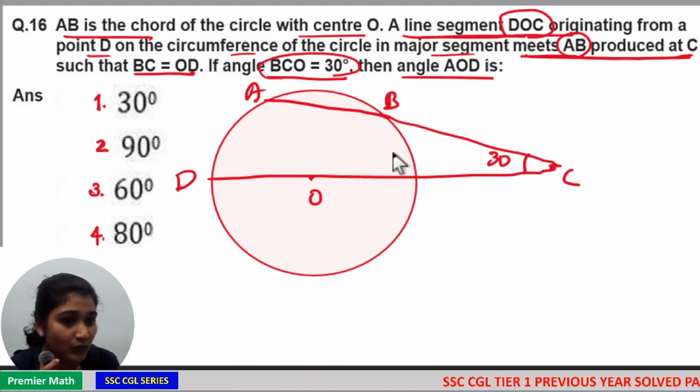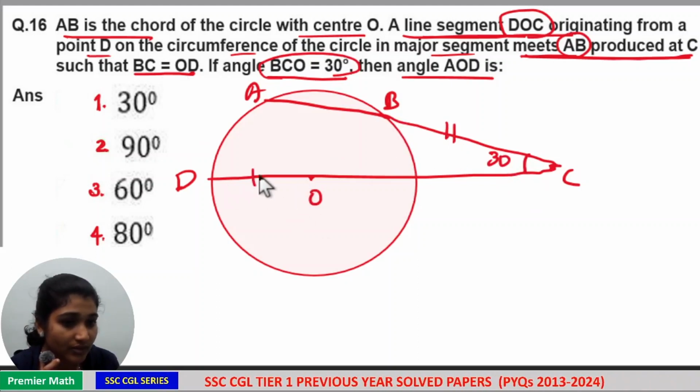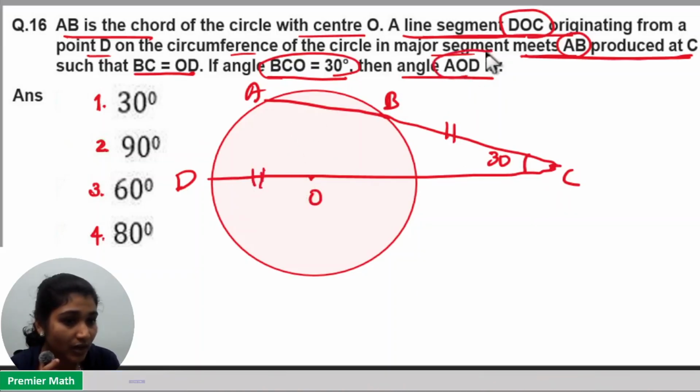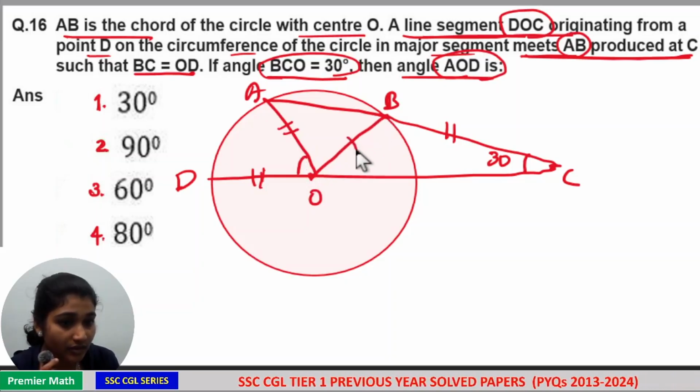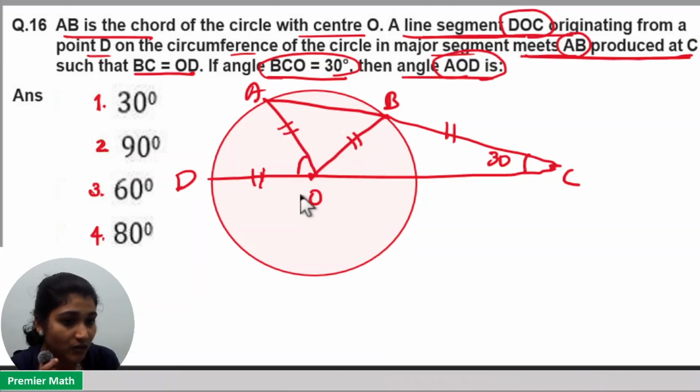And here BC equal to OD. BC, this one, is equal to OD, which is the radius of the circle. And we have to find out what is angle AOD, this angle. Here, this is a radius, which means these two are equal. And if you draw a triangle here, these two are radii, which means this is an isosceles triangle.